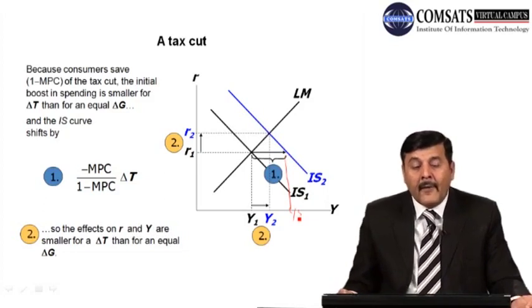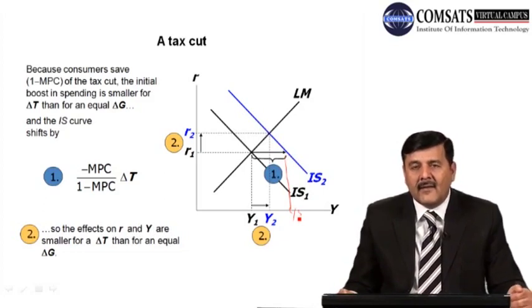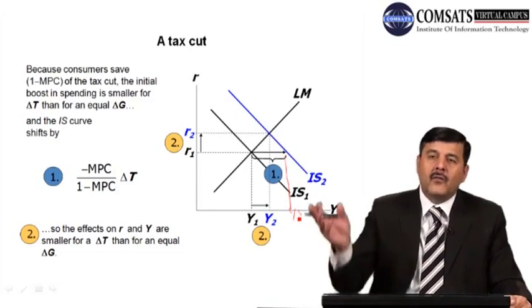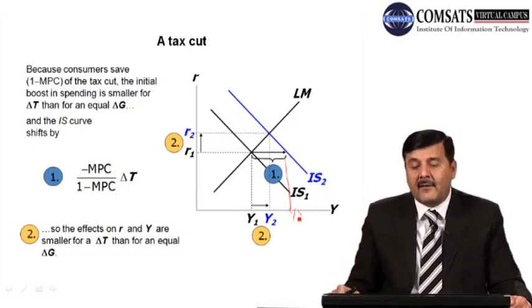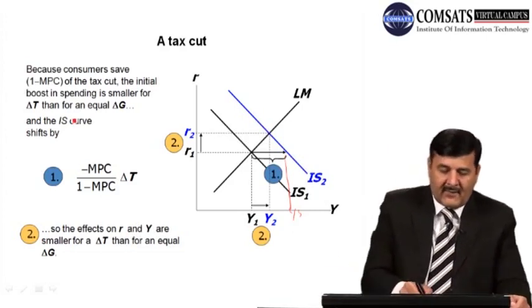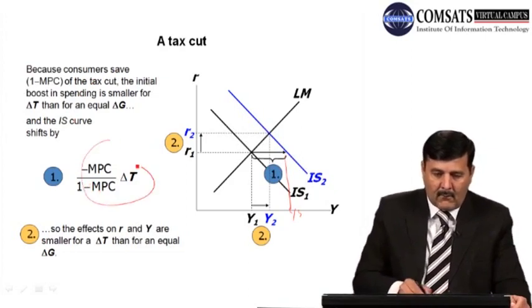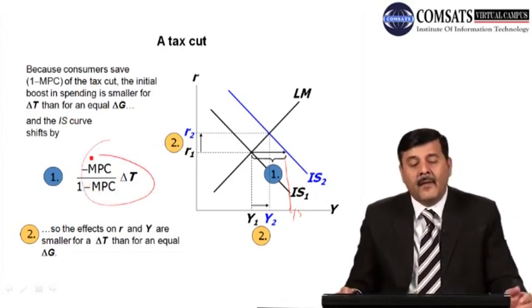Now the initial boost in spending is smaller than delta T. That is, the increase in income due to the tax cut is much smaller than that due to delta G, as we have explained before. The IS curve shifts to the right by the amount minus MPC over 1 minus MPC times delta T. This is basically the tax multiplier. So the IS curve shifts by this amount.